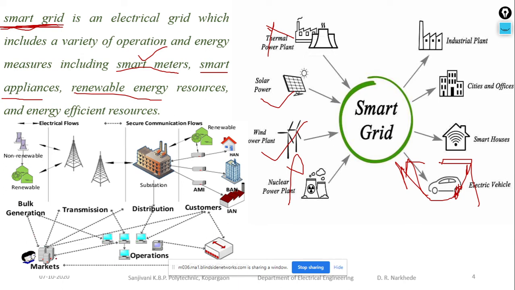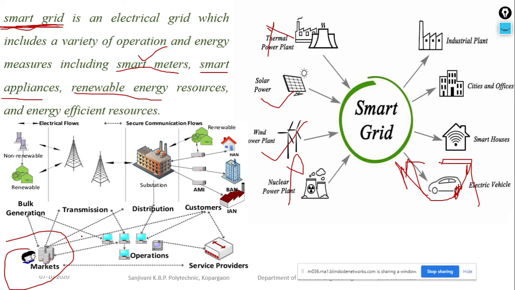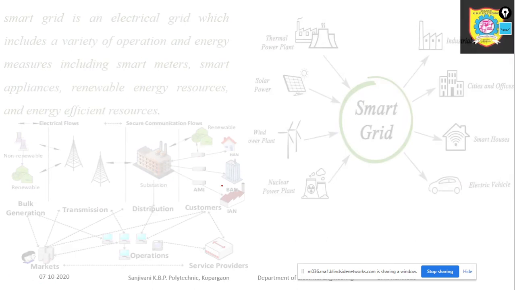Bulk power generation is there, then the market is there. These markets are going to operate in real time. Depending on your energy requirements, the rate of electricity is going to fluctuate in real time, and the consumer is able to see the rate on a real time basis. There may be vendors who are going to sell the power on a real time basis. So power generation is there, transmission is there, distribution is there, and consumers or customers are there. Okay, so this is one part of your smart grid.